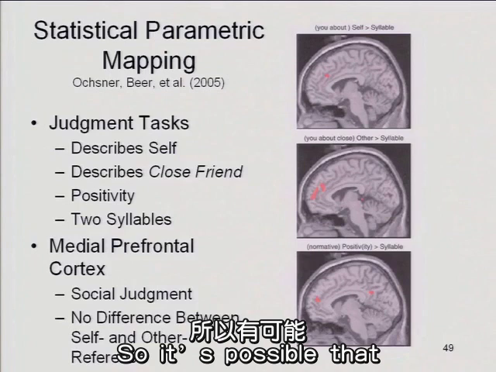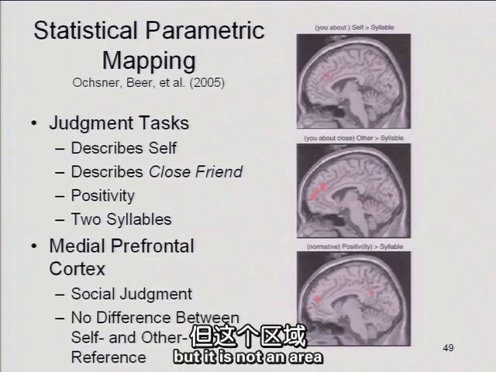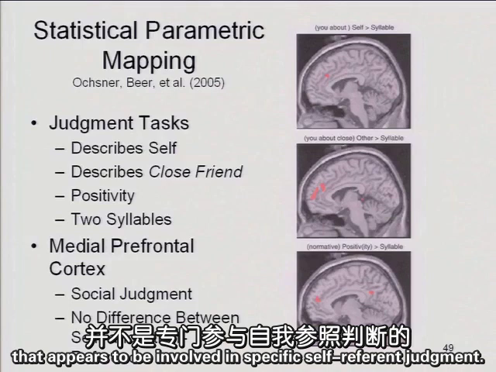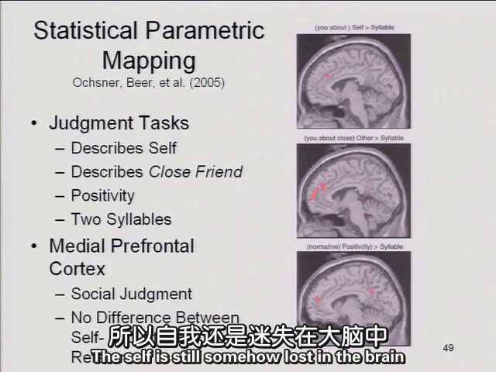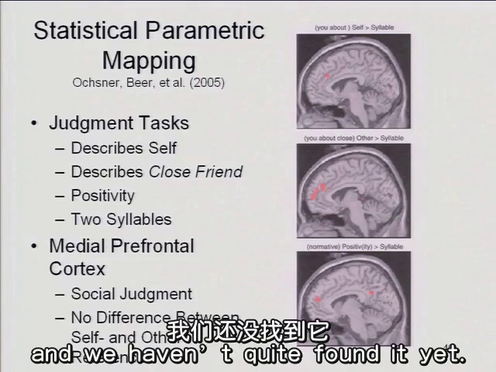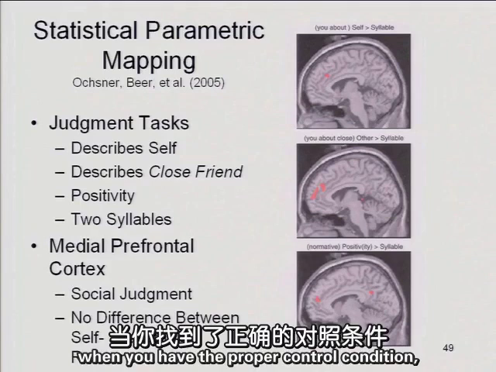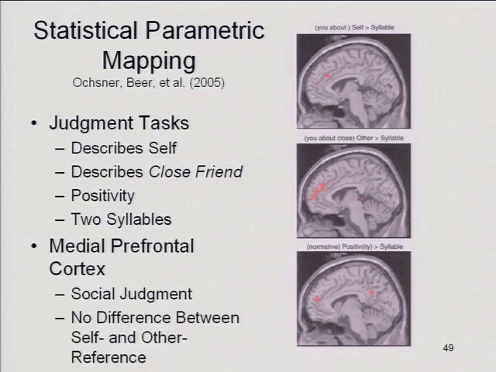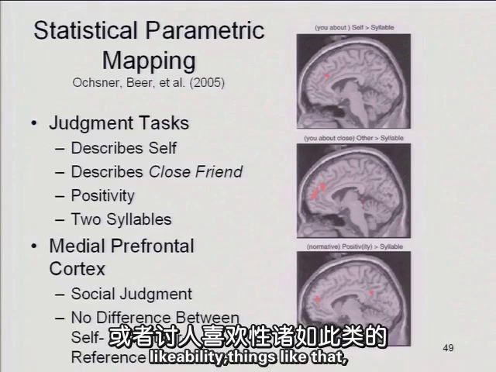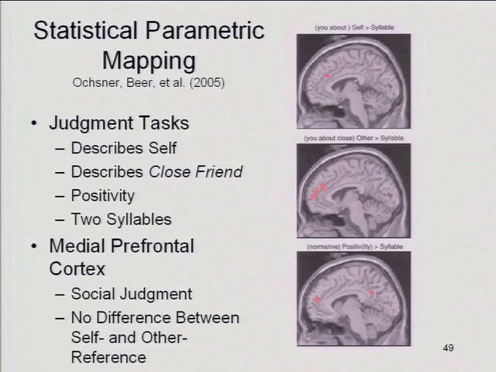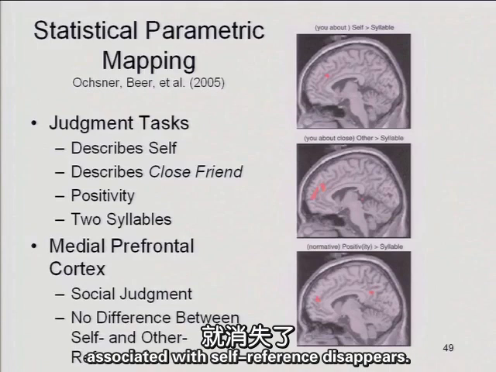So it's possible that this is an area that's involved in personality judgment, but it is not an area that appears to be involved in specific self-referent judgment. The self is still somehow lost in the brain, and we haven't quite found it yet. So when you do the study right, when you have a proper control condition where you can control self and other judgments for familiarity, likability, things like that, the area that is apparently specifically associated with self-reference disappears.